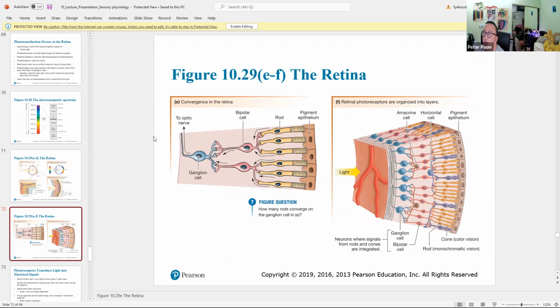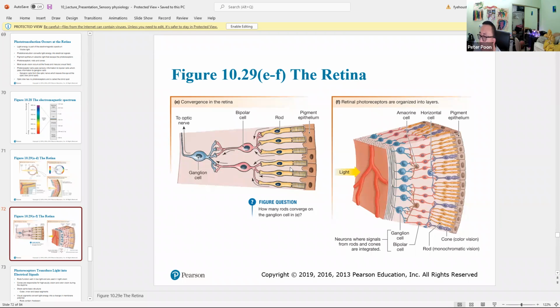Once light hits the back, the signal has to come back forward a little bit, so it has to come through these cells here. These are the rods, where the pigments are, where the vision is actually converted to a chemical signal, and then you go through the bipolar cells, which then connect to the ganglion cells.